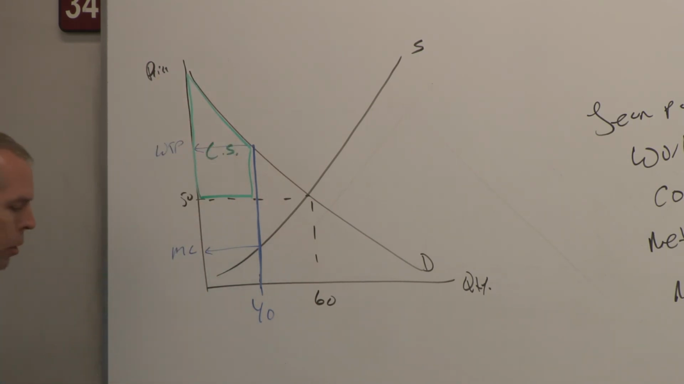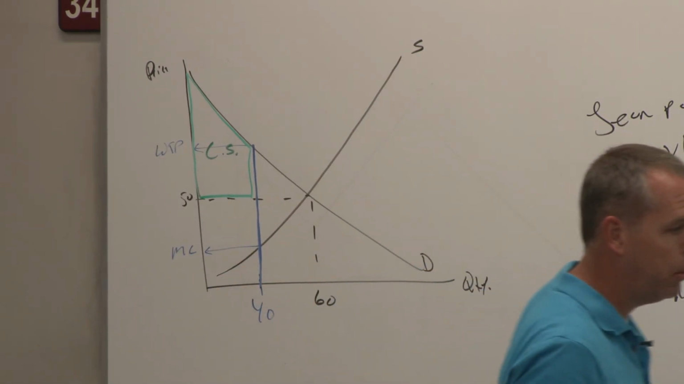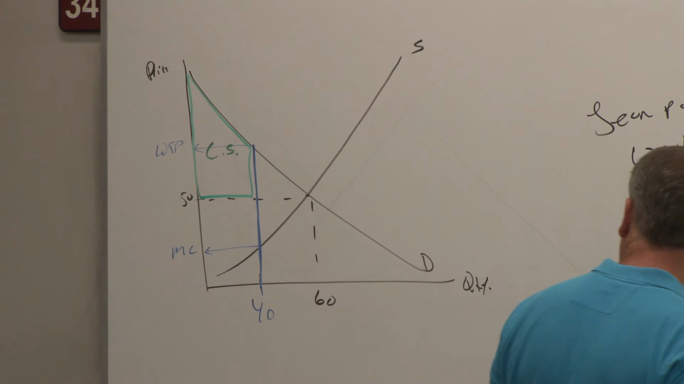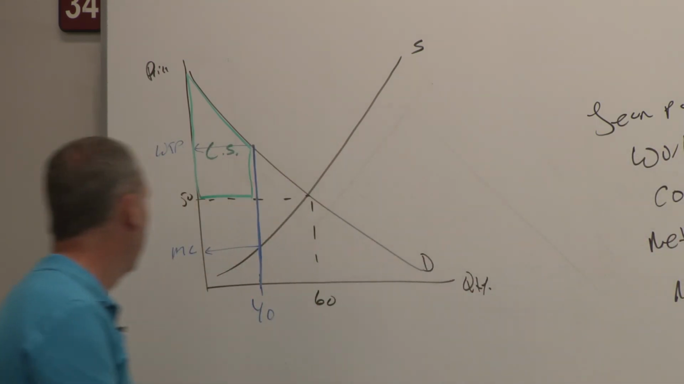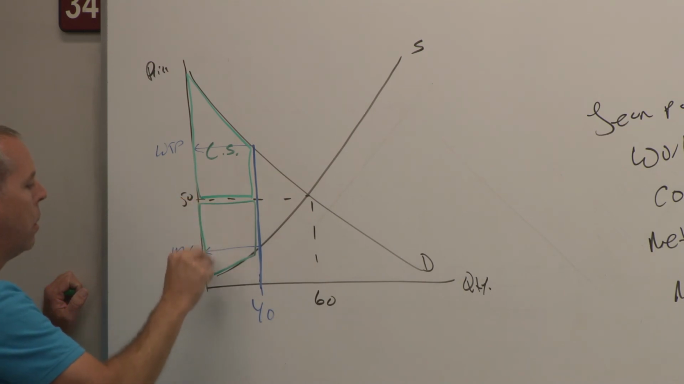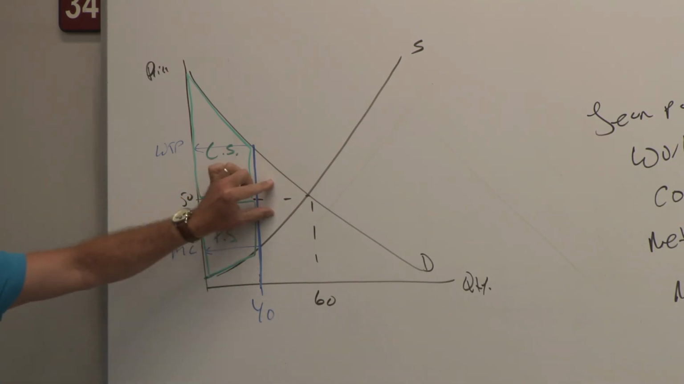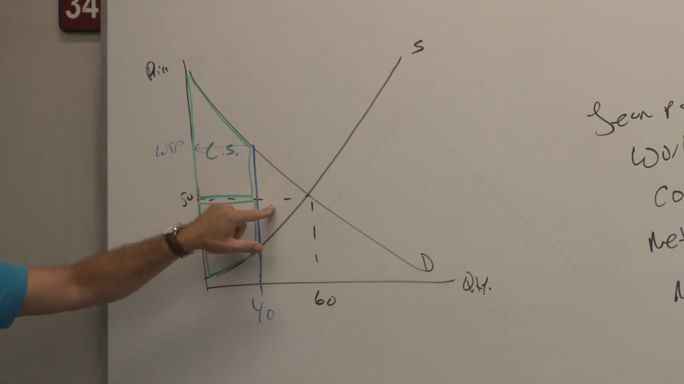So here's our consumer surplus. Producer surplus is, let's do them in, well, I guess I'll do them in green. Producer surplus is this guy. What happens to this consumer surplus and this producer surplus?